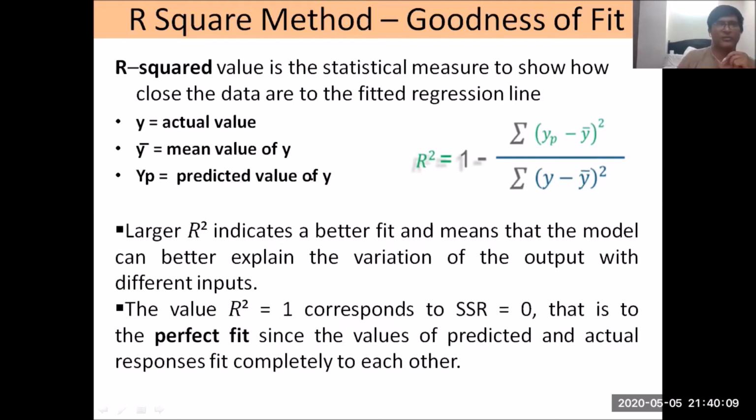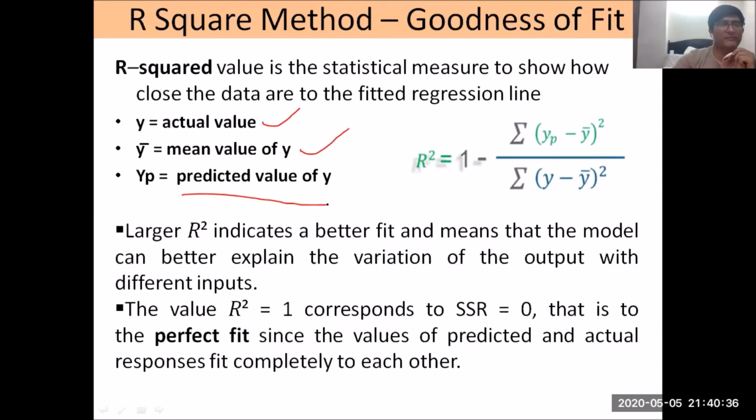And that is what R square actually accounts for. For example, y is your actual value, the actual target value, which is given in the data. Suppose y dash is the mean value that has been calculated, and yp is the predicted value.